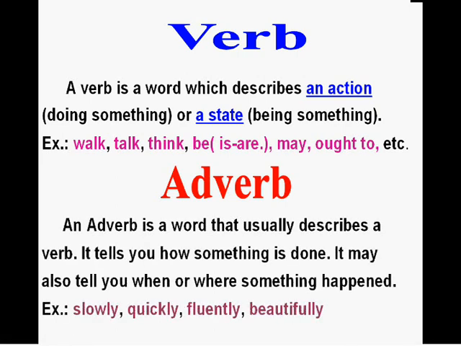Adverb. An adverb is a word that usually describes a verb. It tells you how something is done. It may also tell you when or where something happened. And the examples we have are slowly, quickly, fluently, beautifully. And of course we have lots of others. We just put here some examples only, and we are going to look at adverbs and verbs in detail after a short time.